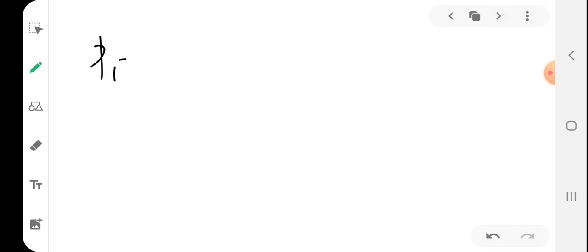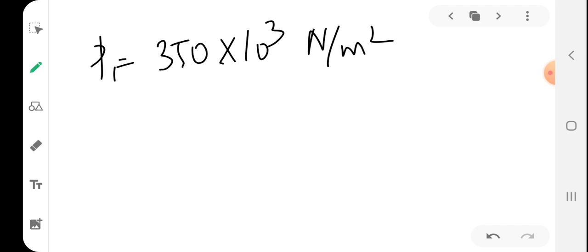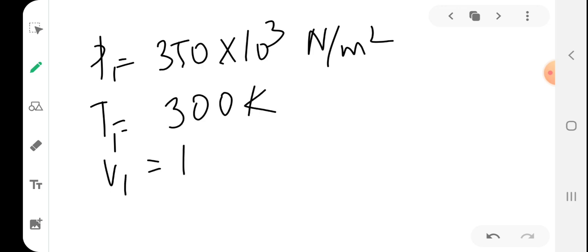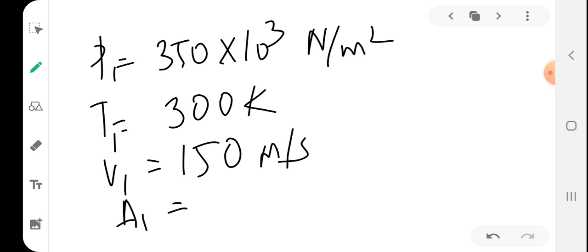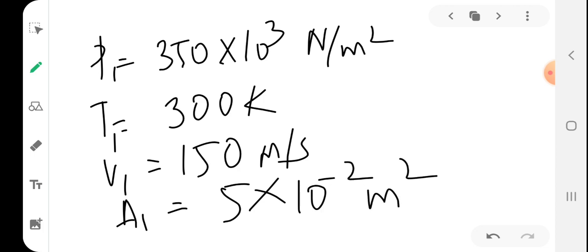So given P1 equal to 350 into 10 raised to 3 Newton per meter square. T1 is equal to 27 degrees Celsius, which means 300 Kelvin. V1 equal to 150 meter per second. A1, just make it in SI unit. 500 mm square means 5 into 10 raised to minus 2 meter square. So this is SI unit.